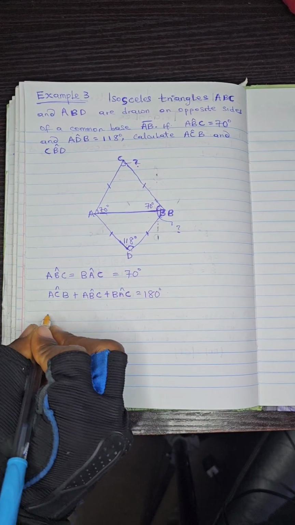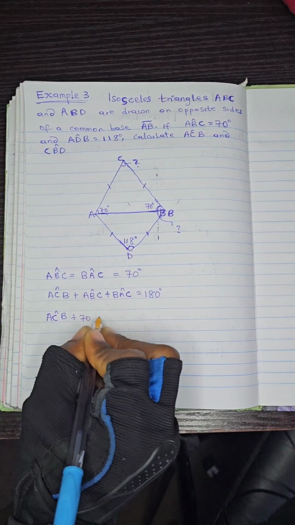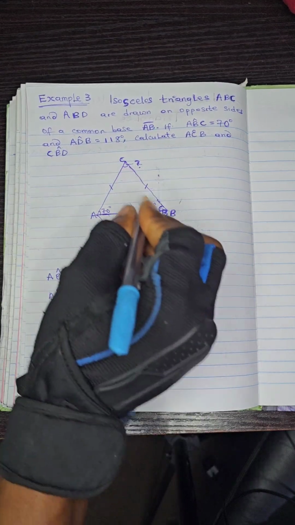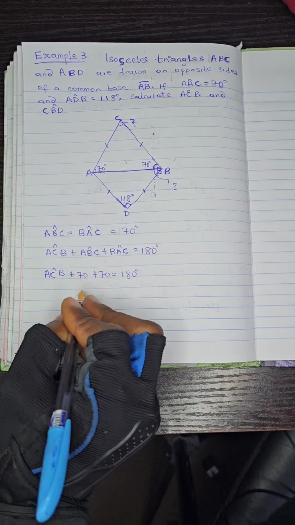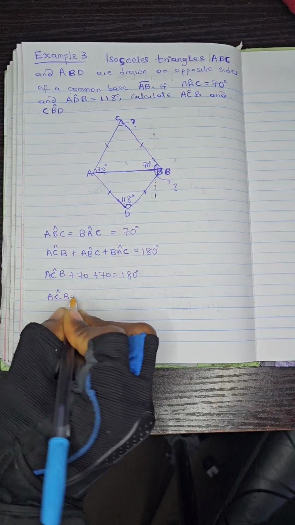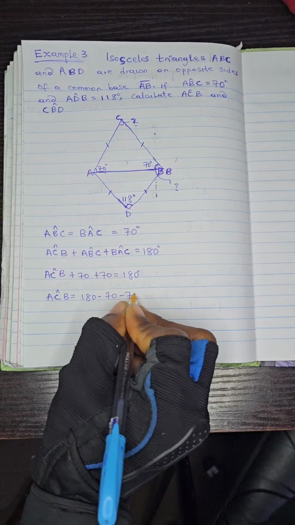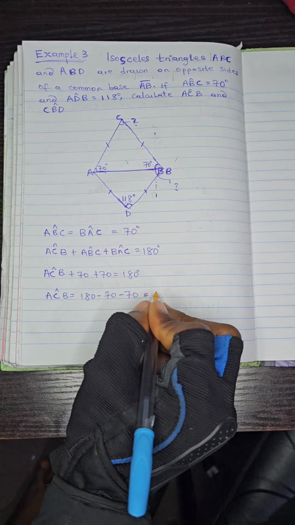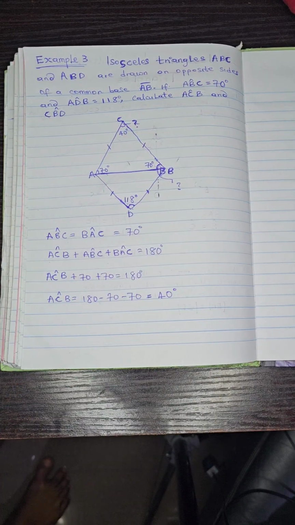So we can just say ACB plus 70 plus 70 is what? 180 degrees. Why is it 180? The total sum of interior angles of a triangle is 180. We proved this in our previous class. So from there, ACB will now be 180 minus 70 minus 70, like 180 minus 140, that's 40 degrees. So here is 40 degrees. Are we together?